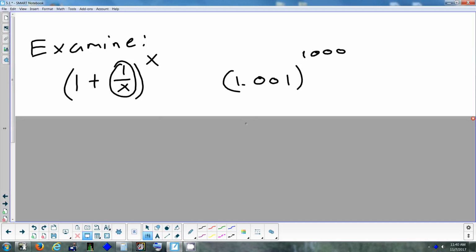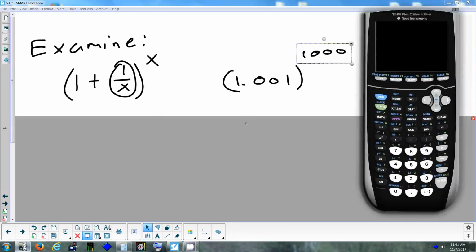But we're not raising it to just the second power. We're raising it to an extremely huge power. So it's like there's two things kind of fighting each other. You got a number that's getting closer and closer to 1. So on one hand, you want to say it's 1. But then you're raising that to an extremely large number. So let's graph it and see what happens.